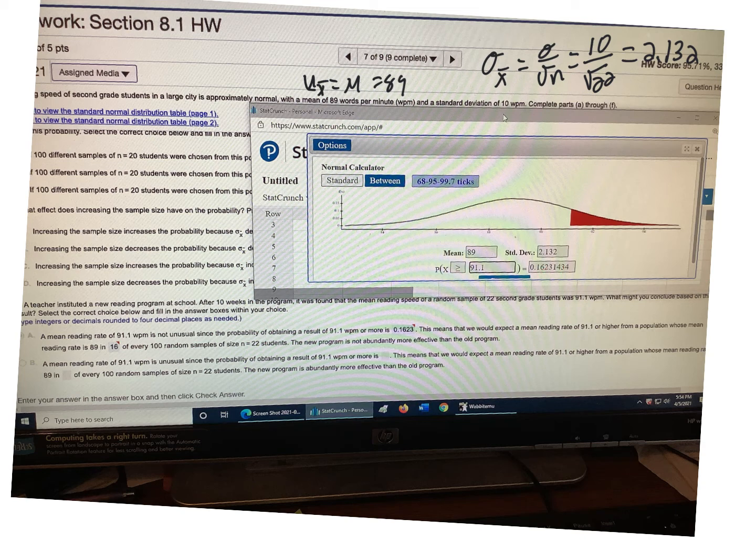You were asking how to get that number there, and I'm just using StatCrunch, letting it do the calculations.